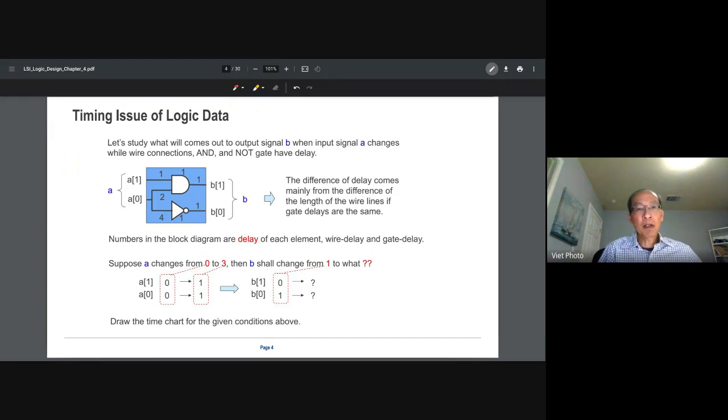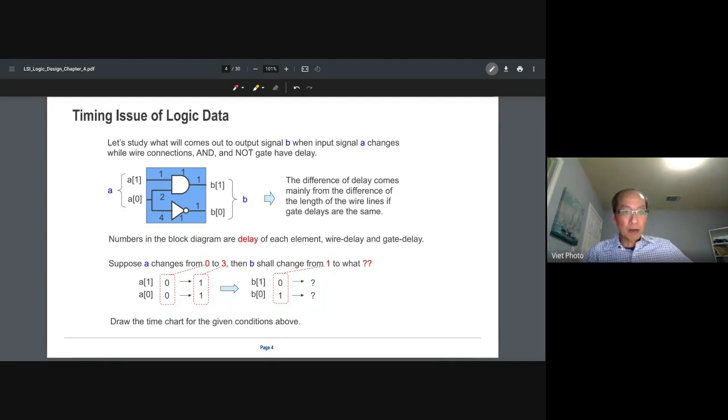Timing issue of the logic gates, right? Let's say we have a circuit like this, a simple one. You can see that the longest path is from A0 to B0, with delays 4, 1, 1, so the delay is 6 units. The shortest delay will be A1 to B1, with 1, 1, 1, which is 3.